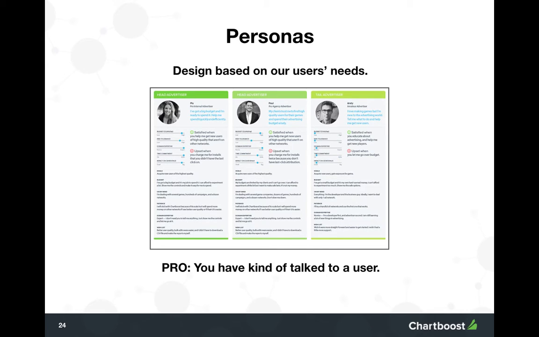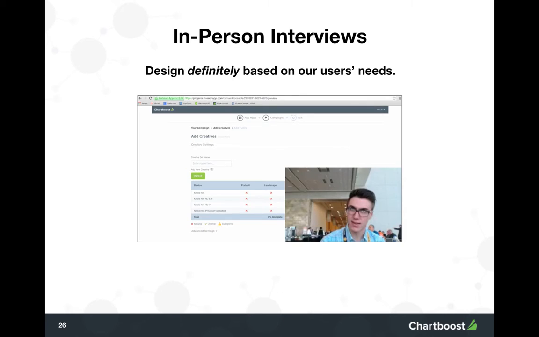The pro of using personas to design your product is that you have kind of talked to a user. If you keep these personas in mind when you're designing a product, they do represent actual users. But the con of this approach is that you have only kind of talked to a user. So yes, these personas are better than nothing because they do represent users, but they're not as good as actually talking to users, because actually talking to users, you would get feedback on the particular product that you're working on at that point. And that's the 3rd type of method that I used, which is in-person interviews.